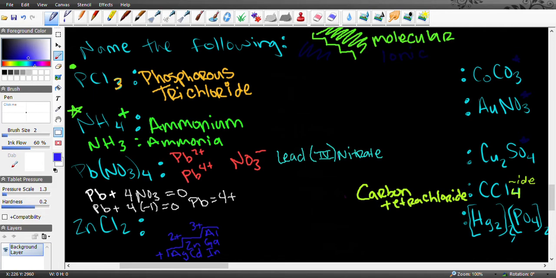We're looking at this right here, so we know that zinc is 2 plus, and then chlorine is minus, but we have 2 of them, so it balances out. So if I was to name this one, I would just name it zinc chloride, not zinc 2, right? Because it only does a 1 charge. So zinc chloride, that's it.